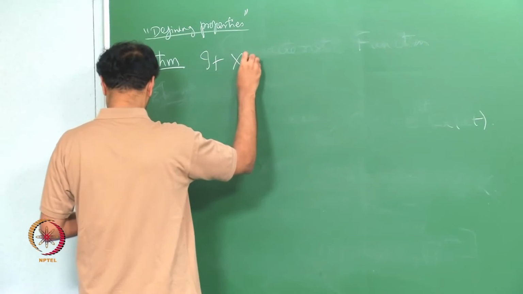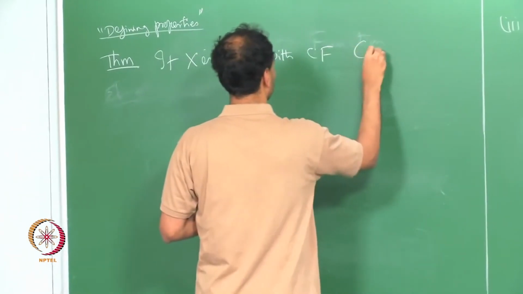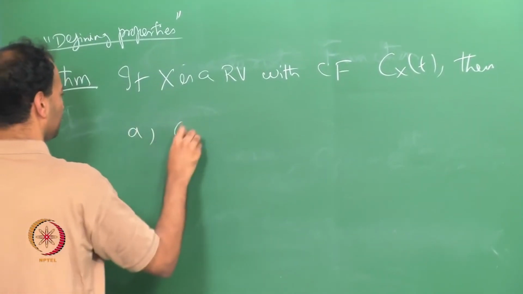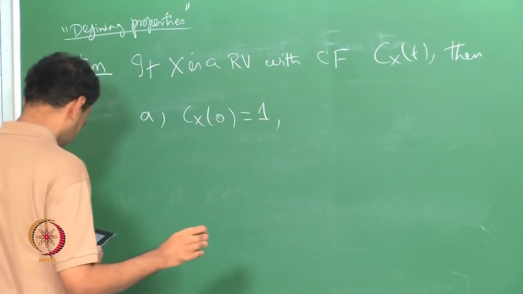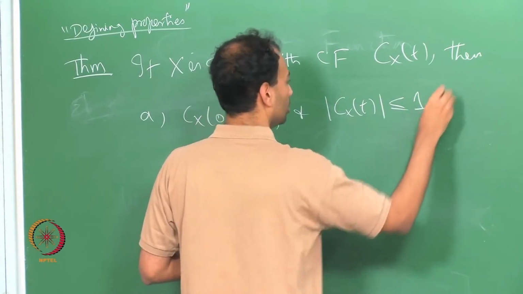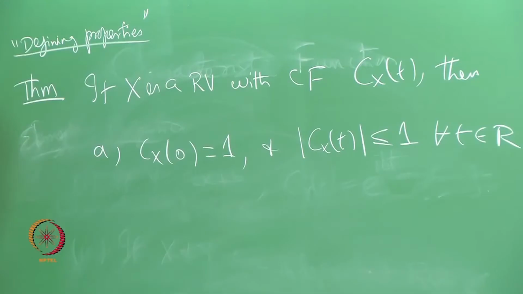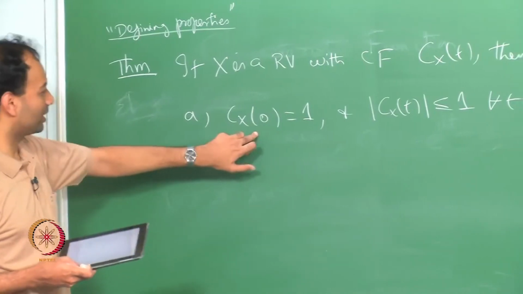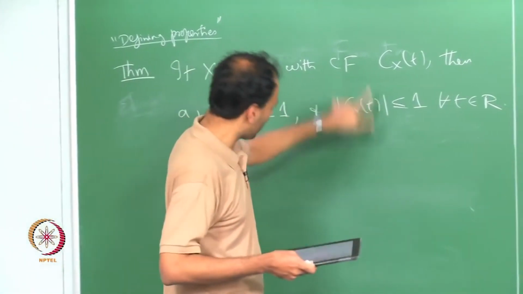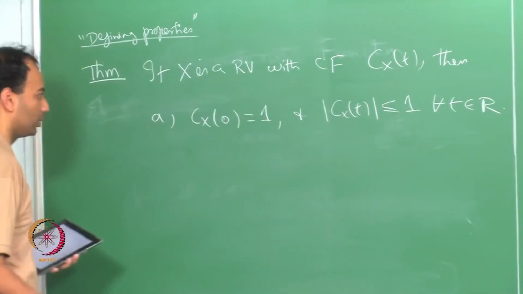If X is a random variable with characteristic function Cx of t, then property A: Cx of 0 equals 1, and the absolute value of Cx of t is less than or equal to 1 for all t in R. This is something you will understand very easily, right? Cx of 0 is obviously 1, it is the expectation of 1 if you are putting t equal to 0, and I argued that the absolute value of Cx of t is less than or equal to 1, correct. I think I did not write it out, but I argued it out.